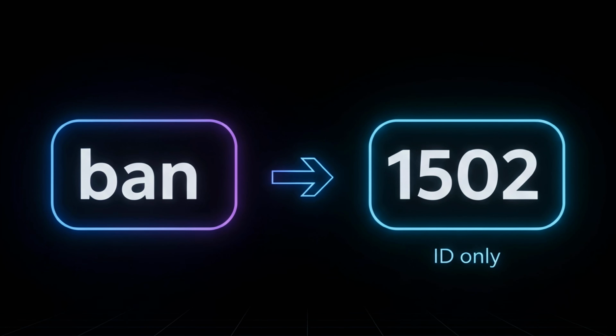Each token is assigned a simple numerical ID. This ID, for example 1502, is just a label. It has no meaning yet. It's just the key that we need to start the next stage.